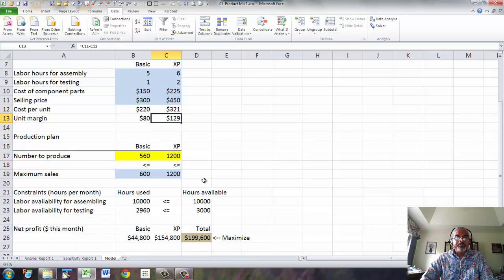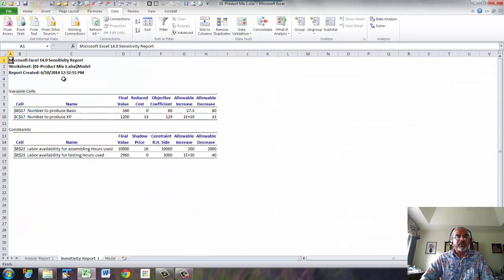And that is given by, in the sensitivity report, the first table. So that is our objective function sensitivity report. So here the final values are 560 and 1200. The number to produce of basic is 560, XP is 1200. Now the objective coefficient is $80 for basic and 129 for XP. Now the coefficient may change according to these values.